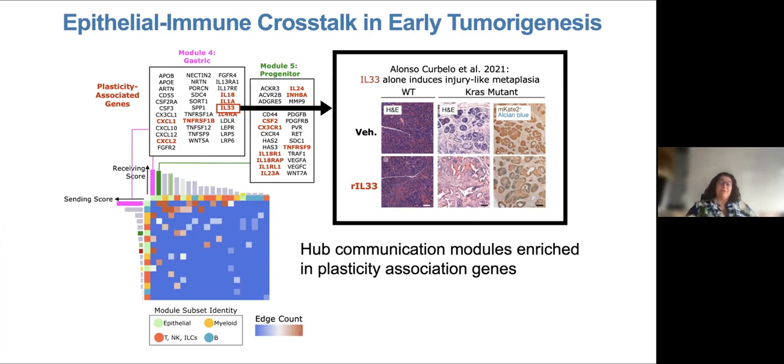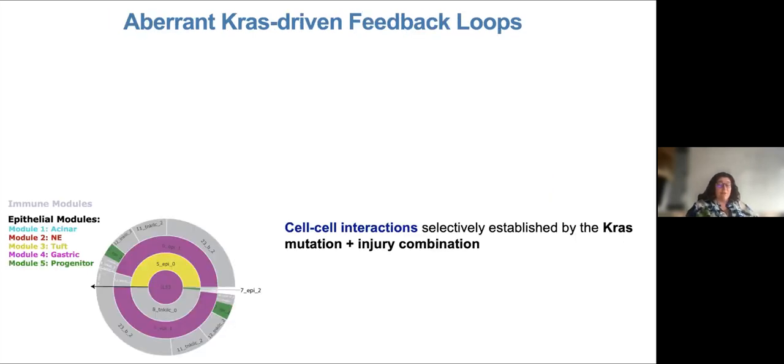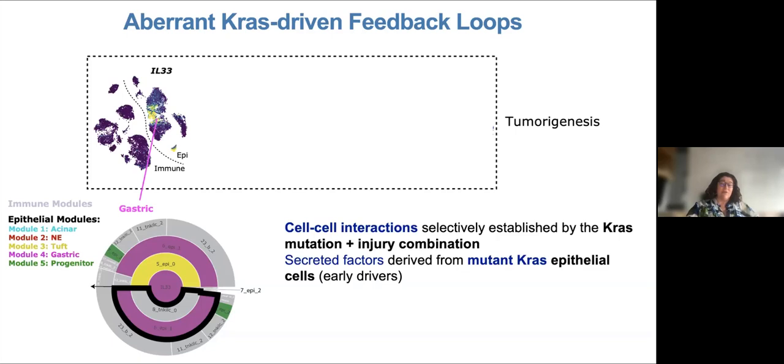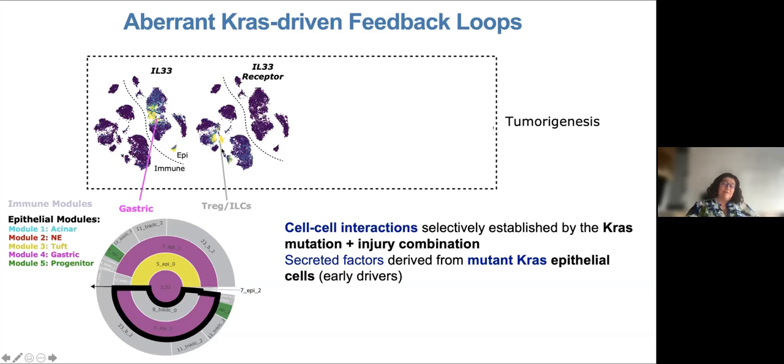And so we decided to really zoom in and focus and understand how IL-33 is communicating with its environment, with what other cells and through what. And so we decided to build an IL-33 centric model where we're focusing on all the direct interactions of IL-33, as well as the further downstream indirect modules of IL-33. And we see that IL-33 is expressed in the gastric Pannin-like module, and that its receptor is actually in the Tregs and the ILCs in the microenvironment.